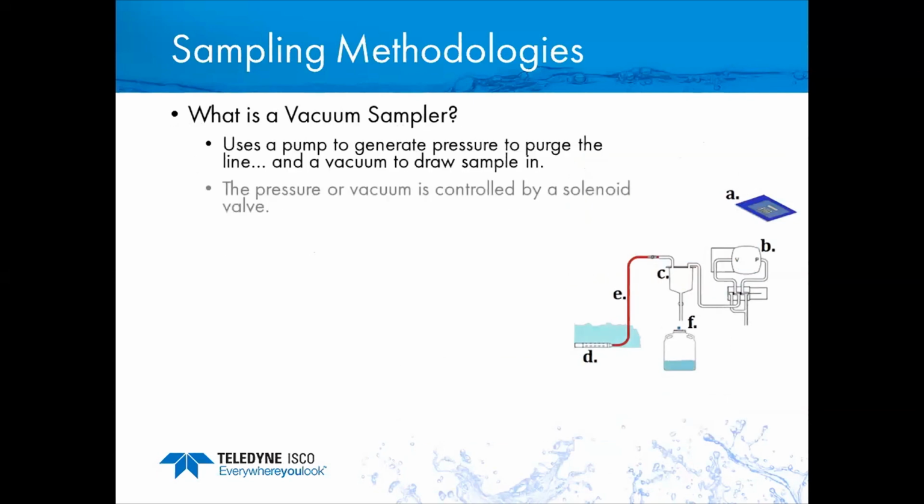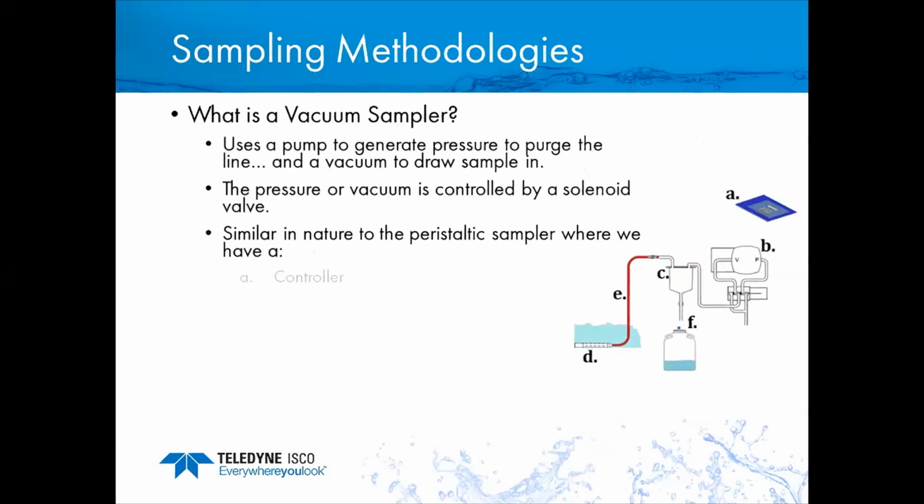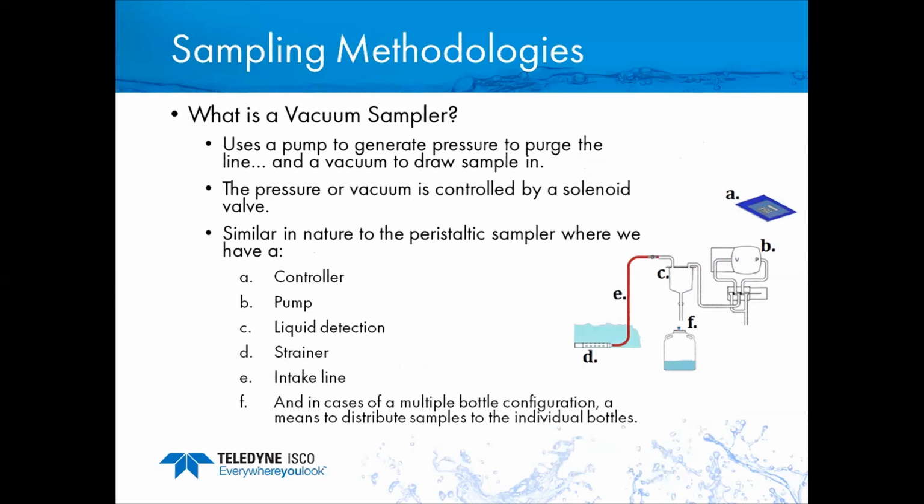What is a vacuum sampler? Well, similarly to the peristaltic sampler, there are various components that can make up the vacuum sampler. The pressure is controlled by a solenoid valve or vacuum, depending upon how that valve is switched. And it is similar in nature, where we have a controller, where again, the decisions are made of how that sampler is going to operate, the frequency of sample collection, the trigger for a sample collection, whether it be time or flow, the volume that's going to be delivered.